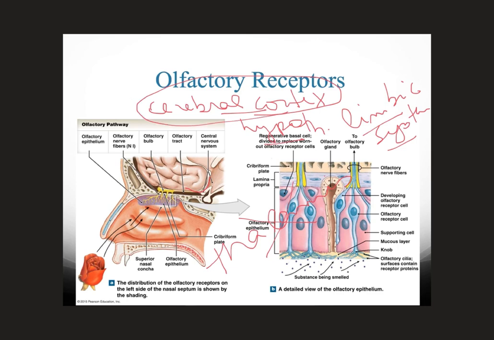Now, how do we detect different smells? Basically, these epithelial receptors are going to have different sensitivities, and according to the different sensitivities, we're able to detect different smells. So that all has to do with the sensitivity. Some people are more sensitive to certain types of smells, and other people are going to prefer different smells, and that all has to do with the sensitivity of each individual.